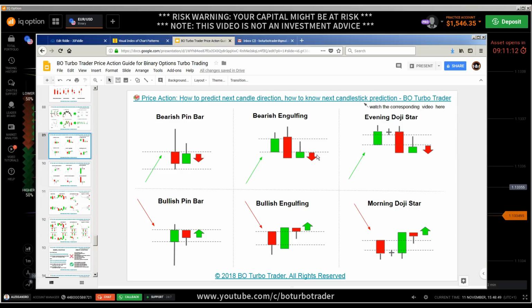You can expect, with an 80% success rate, that the next candle will be a bearish one. The same is true for the evening doji star or any kind of evening star. The same is valid also for a shooting star and all those kinds of candlestick patterns which are reversal patterns.